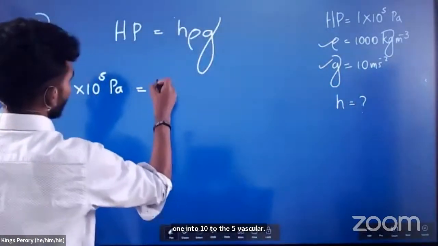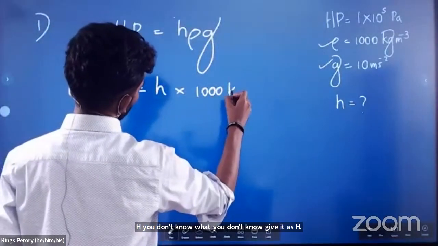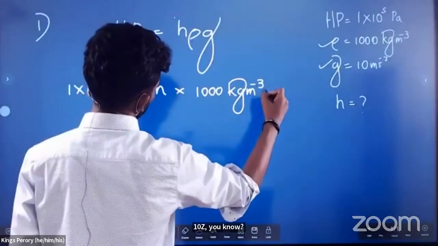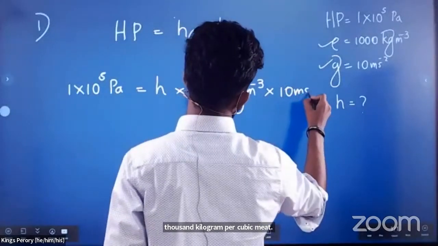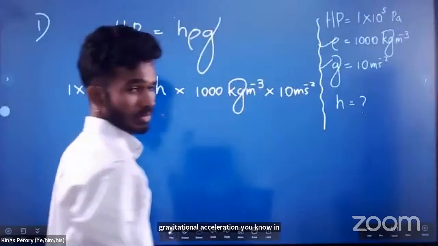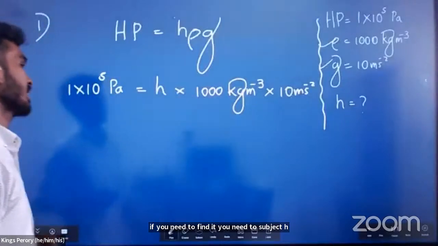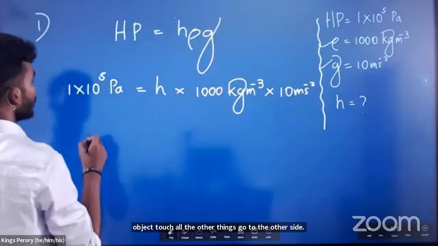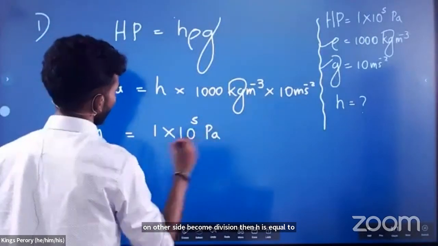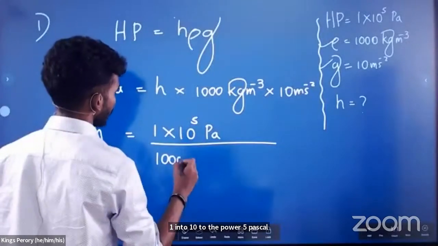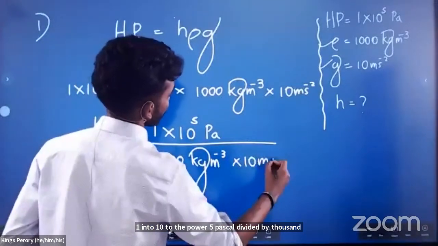H you don't know. What you don't know, keep it as H. Density you know, 1000 kilogram per cubic meter. Gravitational acceleration you know, 10 ms to the power minus 2. To find H, you need to make H the subject. All the other things go to the other side, and multiplication on the other side becomes division. Then H is equal to 1 into 10 to the power 5 Pascal divided by 1000 kilogram per cubic meter multiplied by 10 ms to the power minus 2.